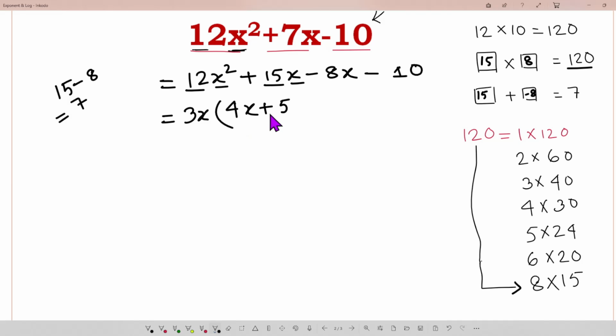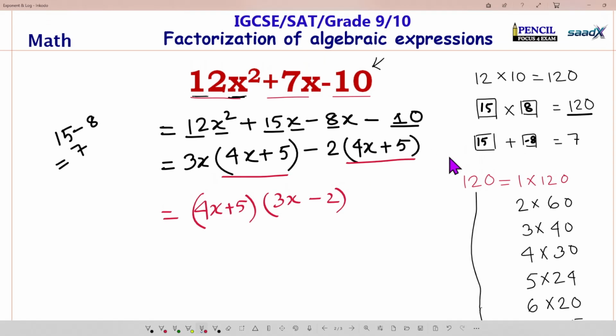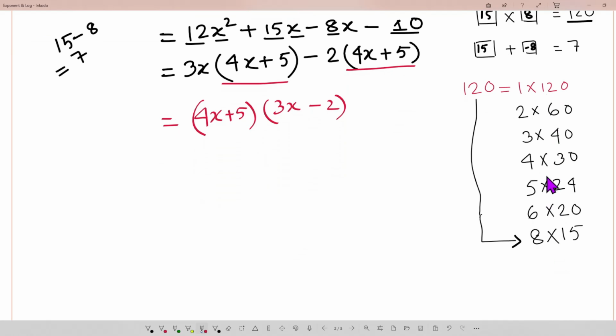So here is only 4x plus 5. Minus, we can take common. Here is 8 and here is 10. So we can take common what? 2. So here it will be 4x, minus and minus will be plus, and here is 5. Now look, here is 4x plus 5 and here is 4x plus 5. So we can take common 4x plus 5, and here will be 3x minus 2. Very simple. So once you face this kind of math, you have to factorize it this way.